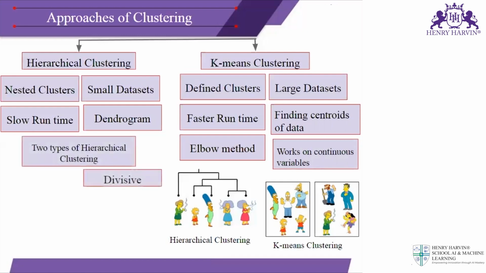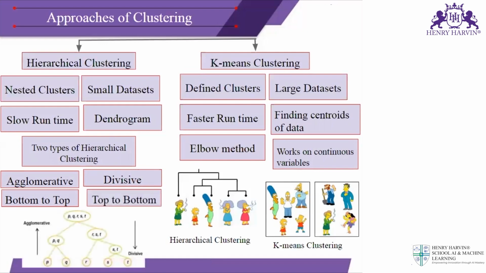Then there are two types of hierarchical clustering. They are agglomerative and divisive. Agglomerative works upon a bottom-to-top approach, and divisive goes top to bottom.